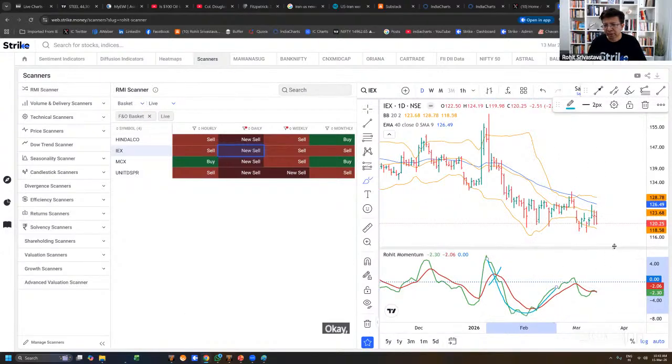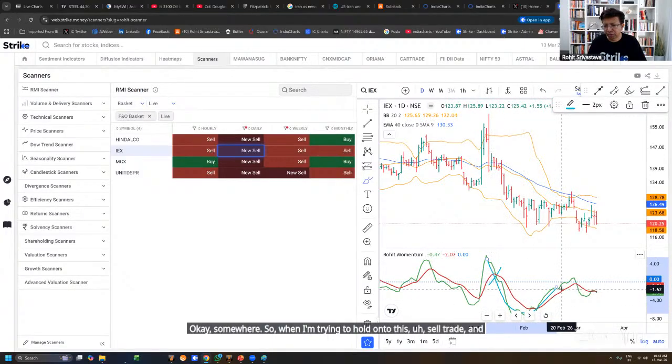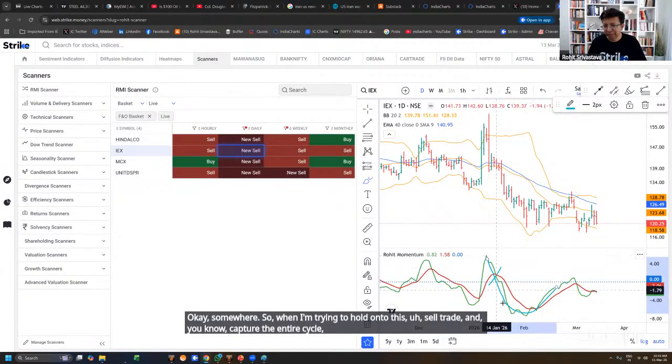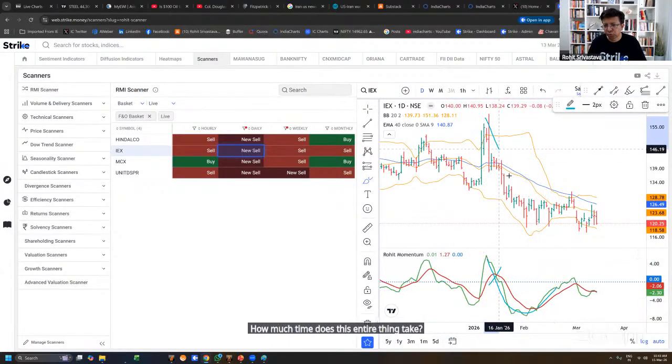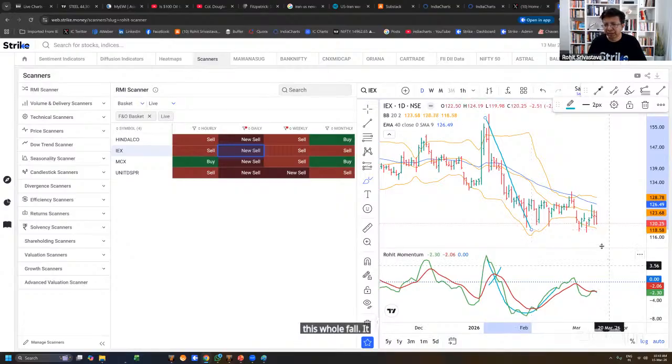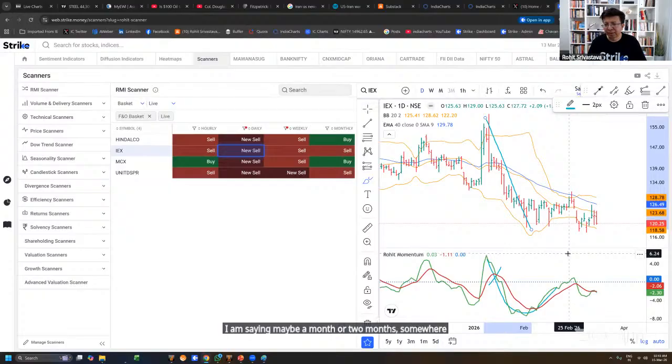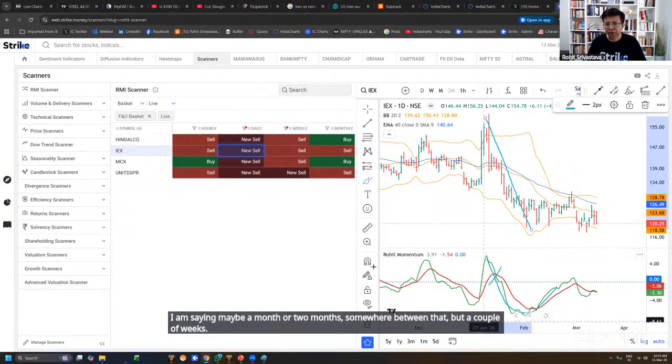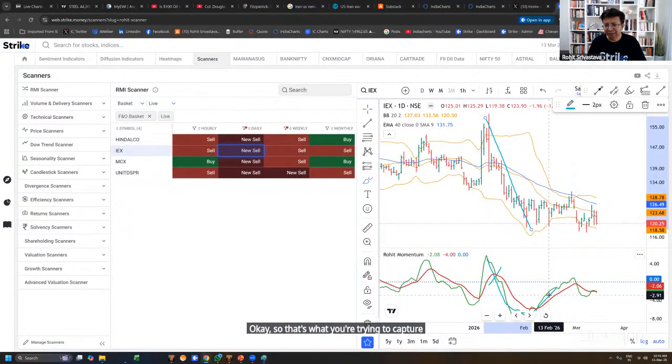So when I'm trying to hold on to this sell trade and capture the entire cycle, how much time does this entire thing take? This whole fall can take several weeks. I am saying maybe a month or 2 months, somewhere between that, but a couple of weeks. So that's what you're trying to capture, one cycle which lasts so much. But now you are a slightly longer trader.